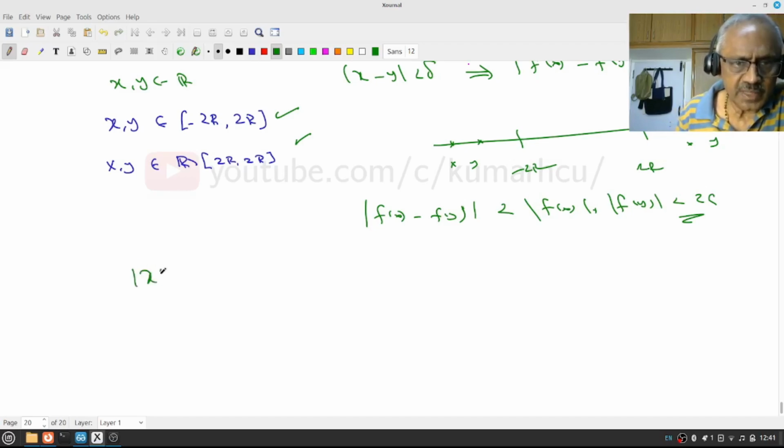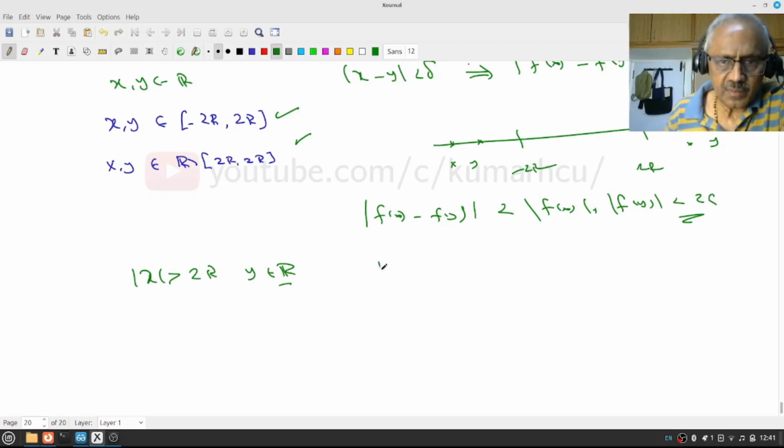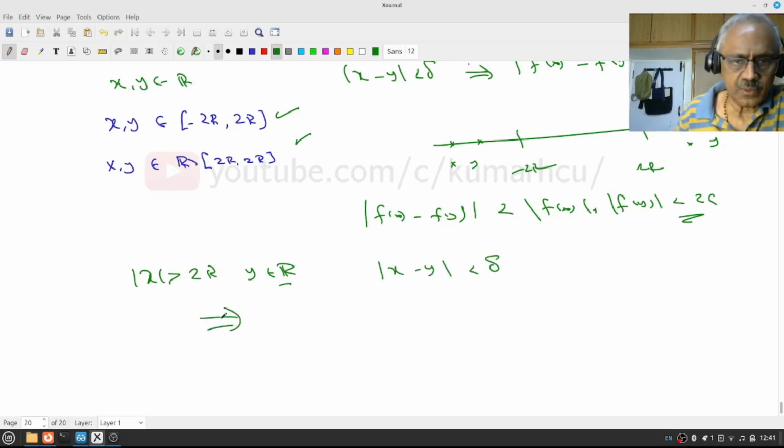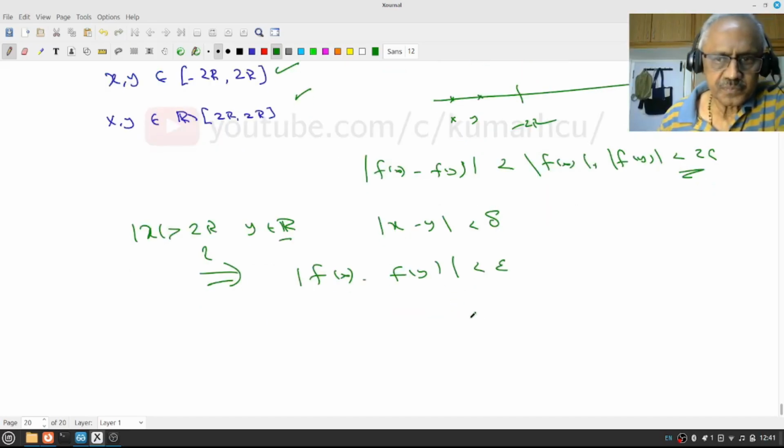So let us say |x| is greater than 2r and y is any element, and |x − y| is less than delta. Then I want to show |f(x) − f(y)| is less than epsilon. Now you will see, I will go back to this. So if |x| is greater than 2r, where is y? Let us look at this.